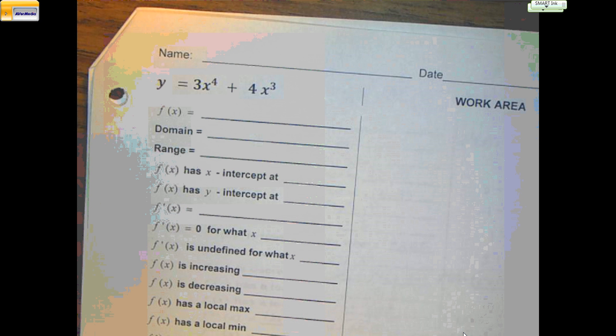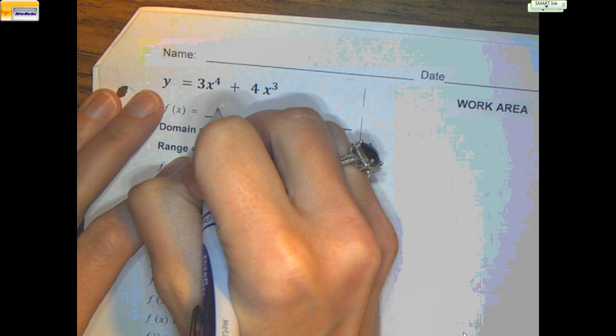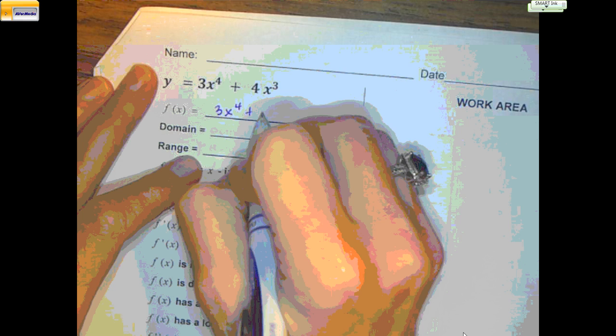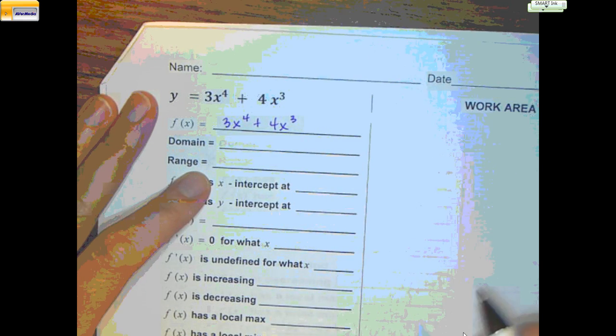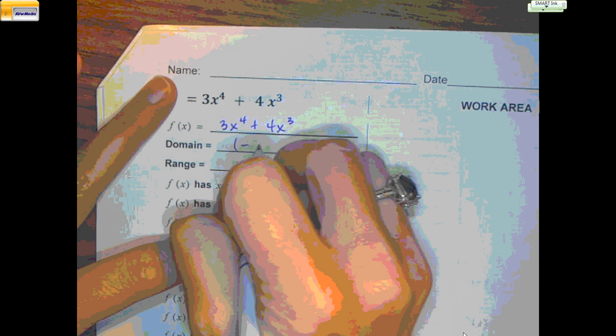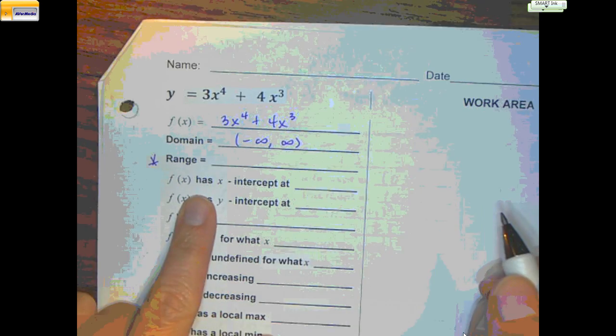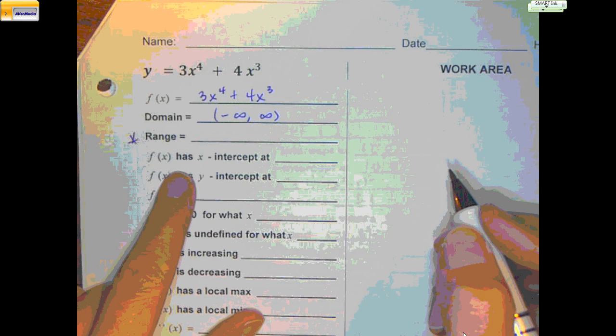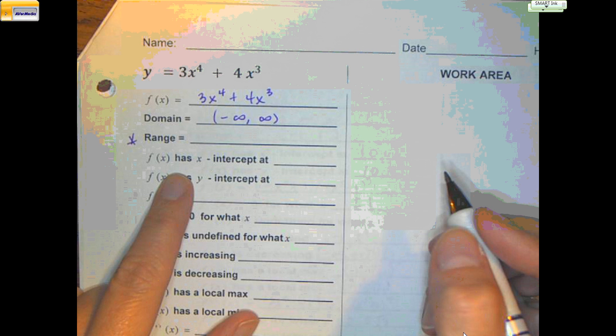Alrighty. It's fancy for y, so we just rewrite the problem. The domain, is there anything x can't be? Nah, we're good. -infinity to +infinity. Let's skip our range until the very end. X-intercept. How do we find the x-intercept? Isn't it where the y is 0?